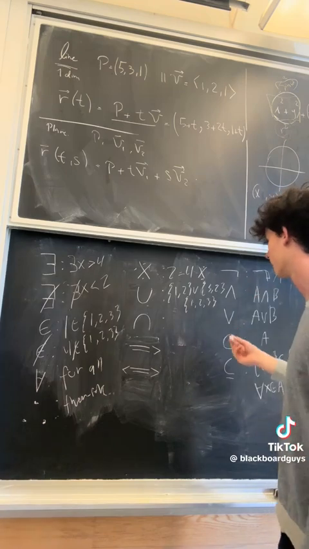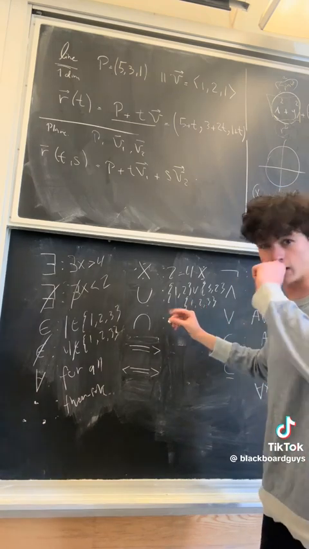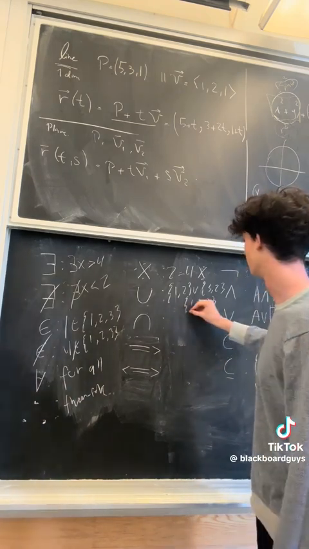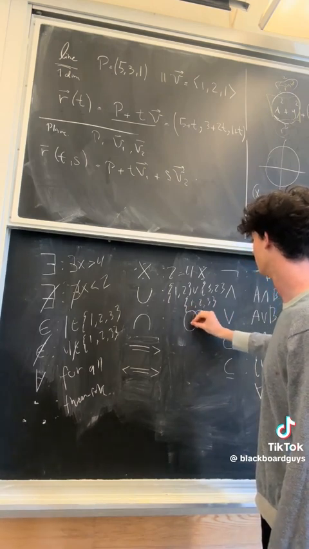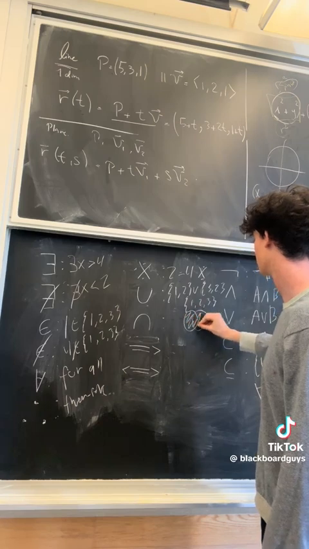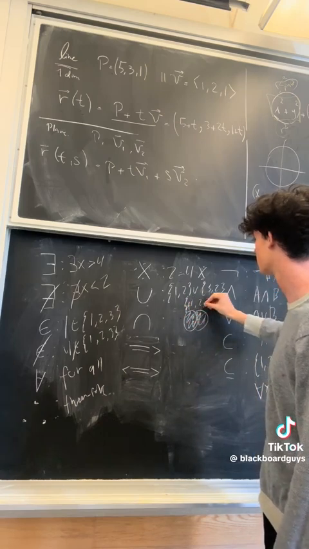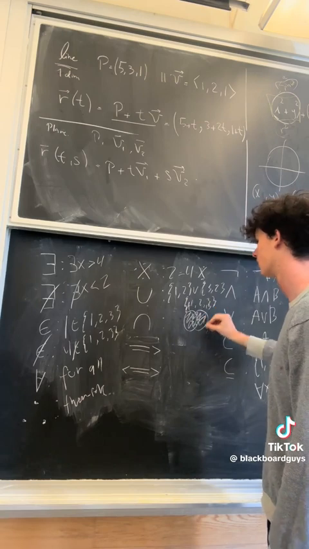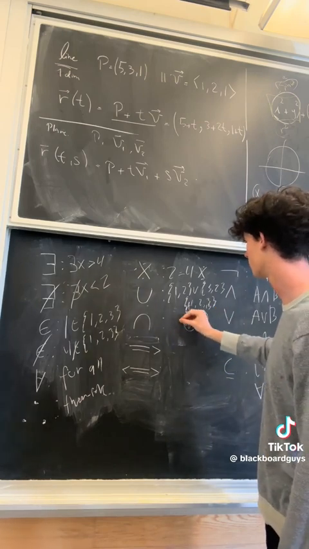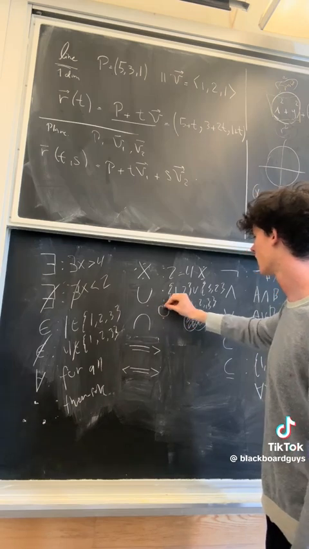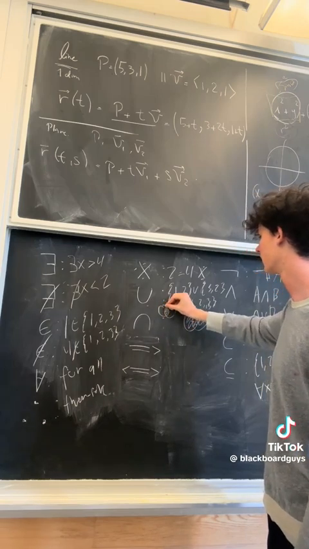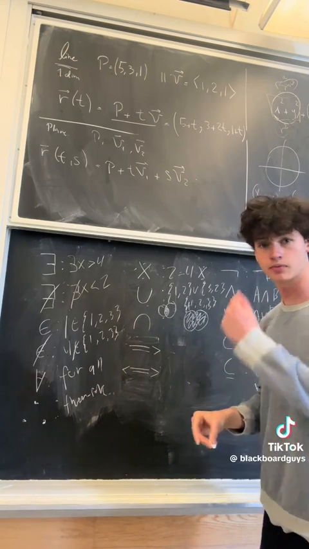I should use a Venn diagram, but if you think of it as a Venn diagram, the union is just everything in both. So it's just the entire picture. If this is A and this is B, it's going to be everything in both. The intersection is just what's in the middle, the overlap here. This is the union. That's what that means.